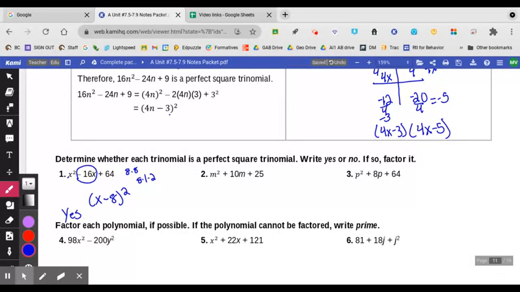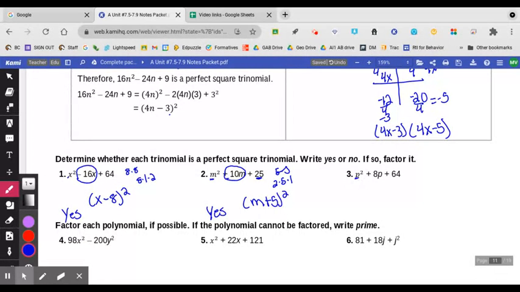Here, m squared is a perfect square. 25 is 5 times 5. So is the middle term 10? 2 times 5 times 1, yes. So yes, it's a perfect square trinomial. So it's m plus 5 squared.